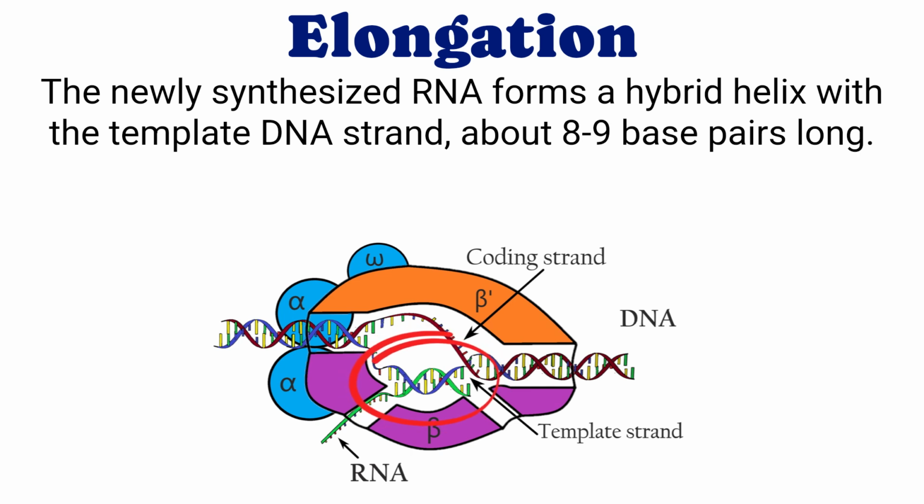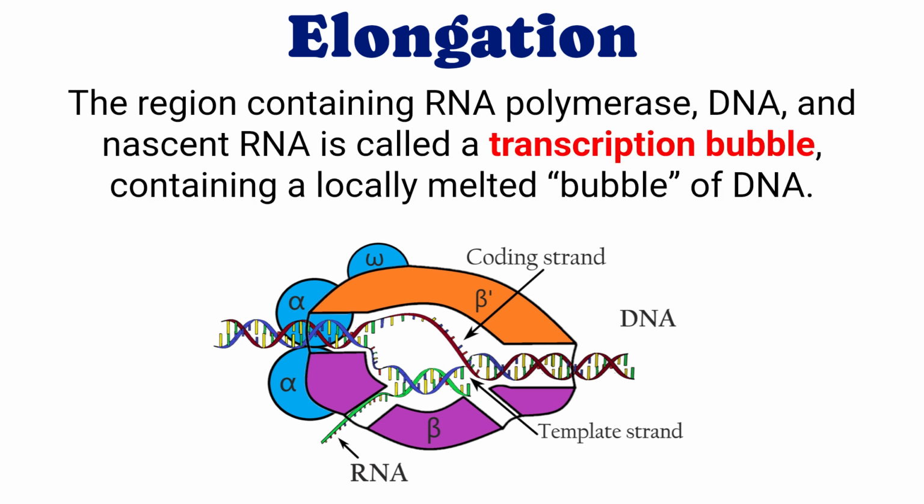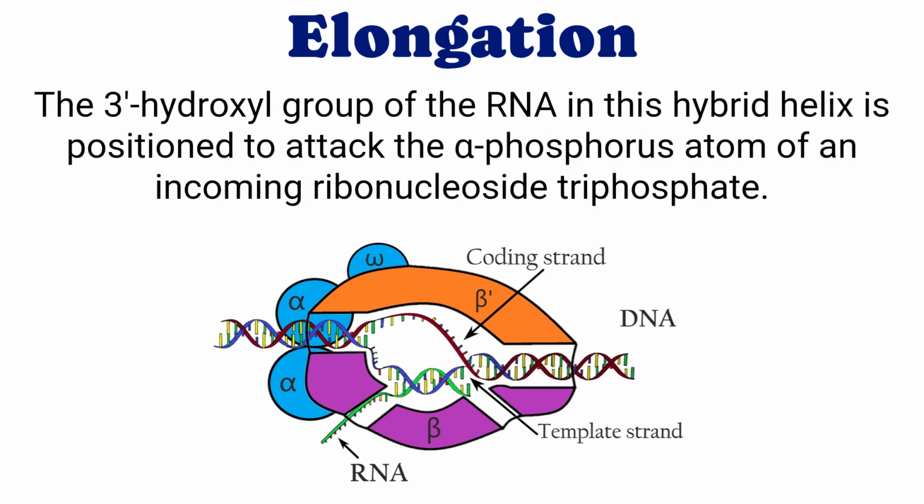The newly synthesized RNA forms a hybrid helix with the template DNA strand, about 8 to 9 base pairs long. The region containing RNA polymerase, DNA, and newly growing RNA is called the transcription bubble, containing a locally melted bubble of DNA. The 3' hydroxyl group of the RNA in this hybrid helix is positioned to attack the alpha phosphorus atom of an incoming ribonucleotide triphosphate.